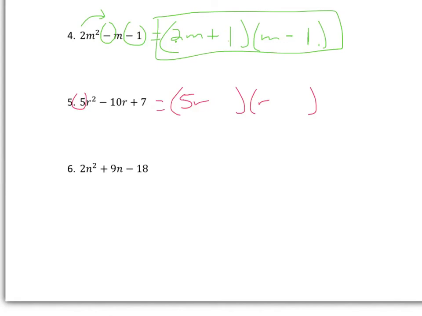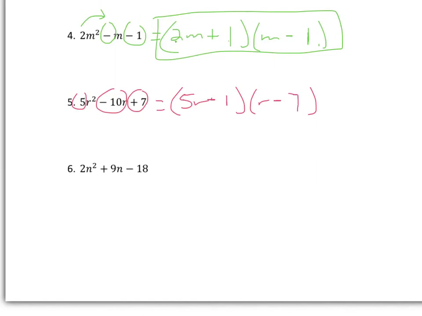All right, now we look at multiply to positive 7, add to negative 10. Right, so that means that both are the same sign, and both have to be negative. So we got a minus for both of them. Now we just got to figure out where to put our 7 and where to put our 1. Okay, because you know that they have to multiply to 7. So one way to do it is put the 1 here and the 7 here.